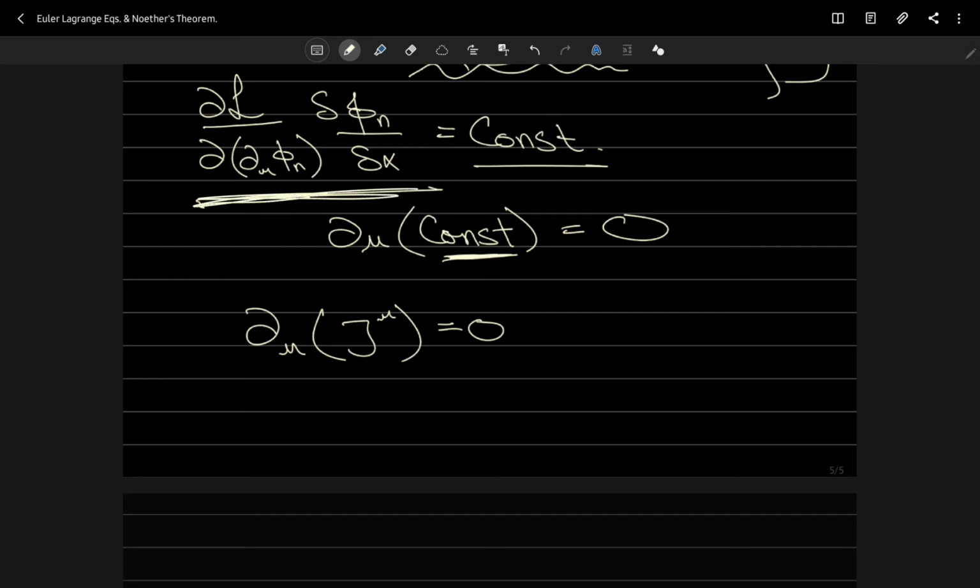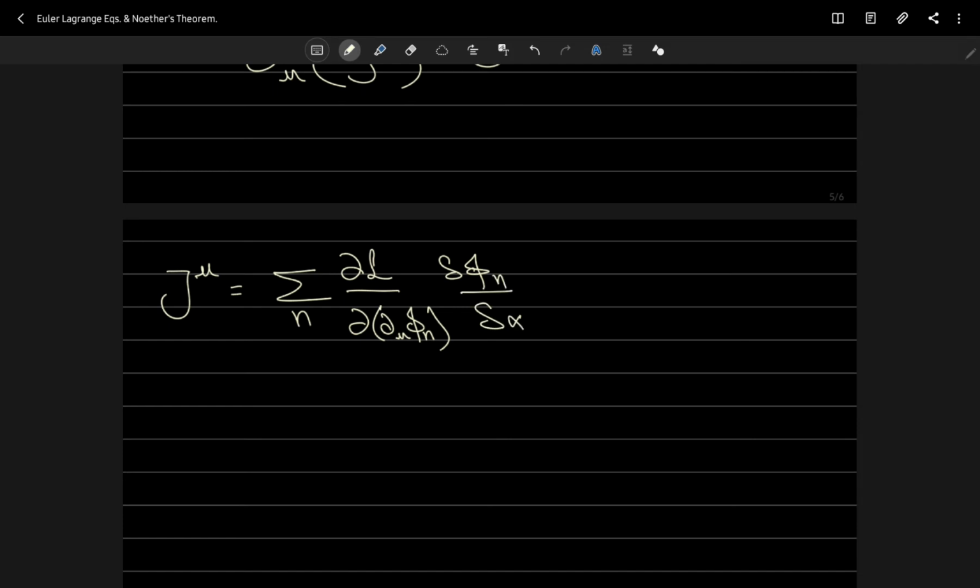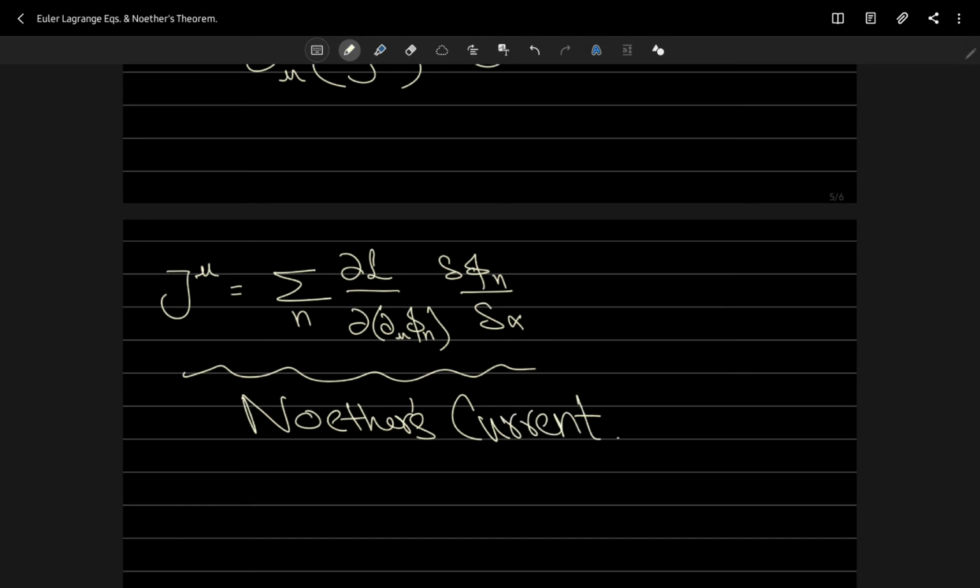Now what is j mu? J mu is this thing that is written over here. So let's write that down. j mu is defined as the summation over n of partial L over partial mu phi n times delta phi n over delta alpha. This thing is known as Noether's current. Right, okay, so now we are almost completely ready to state Noether's theorem.